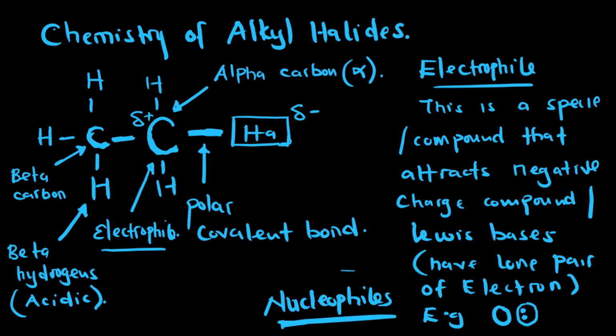Okay, so now under the alkyl halide, if this is our alkyl halide here, and then you have attached a halogen, this alkyl halide is what we call a substrate. So the alkyl halide is a substrate. Why? Because this is a species that is going to undergo a chemical reaction.